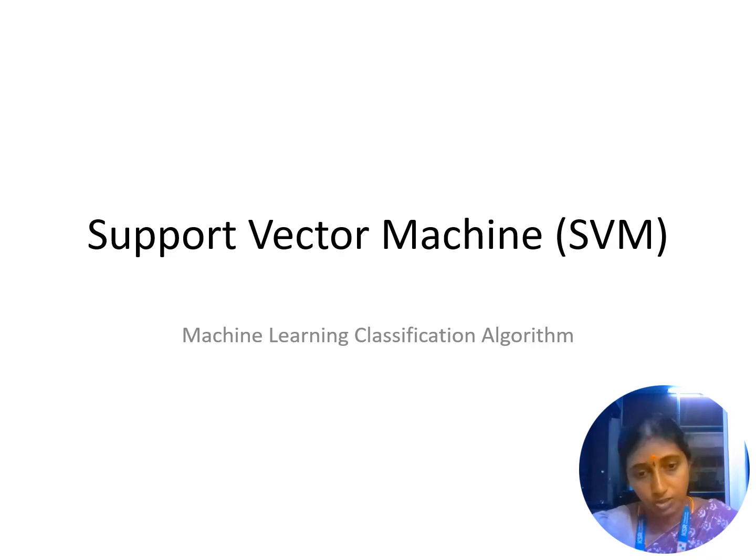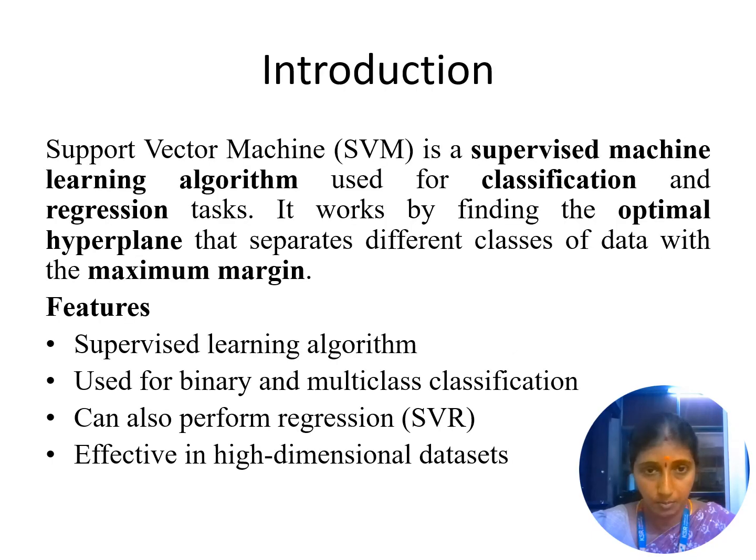Now we are going to see about the support vector machine in artificial intelligence machine learning algorithm. As we all know, it is a machine learning classification algorithm, also called SVM. We see the introduction of support vector machine. It is a supervised machine learning algorithm used for classification and regression tasks, and it works by finding the optimal hyperplane that separates different classes of data with maximum margin.